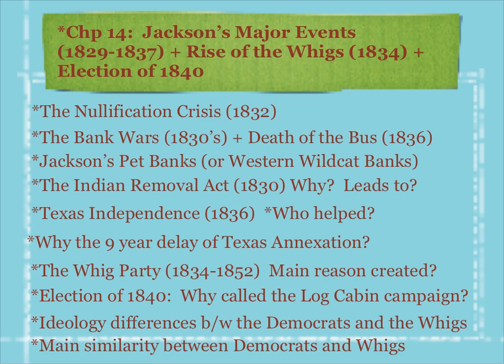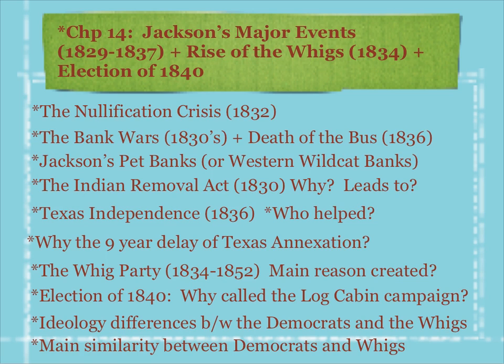All right, more events. Texas independence. This is towards the last year of Jackson's presidency, and Texas wins their independence against Mexico. They're independent from the Mexicans, and Americans actually help Texas. Some Americans go down there. Davy Crockett, maybe the most famous American, goes down to the Alamo. Unfortunately, Davy Crockett died at the Alamo, but Americans do help the Texans get their independence.